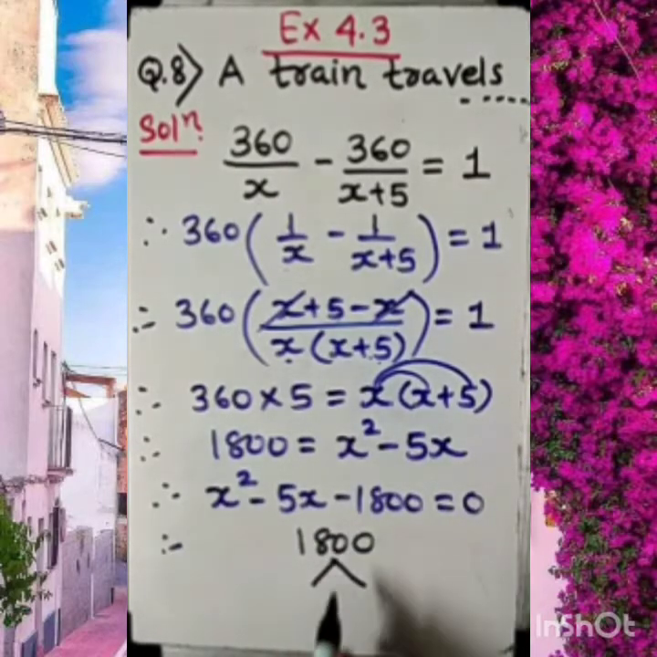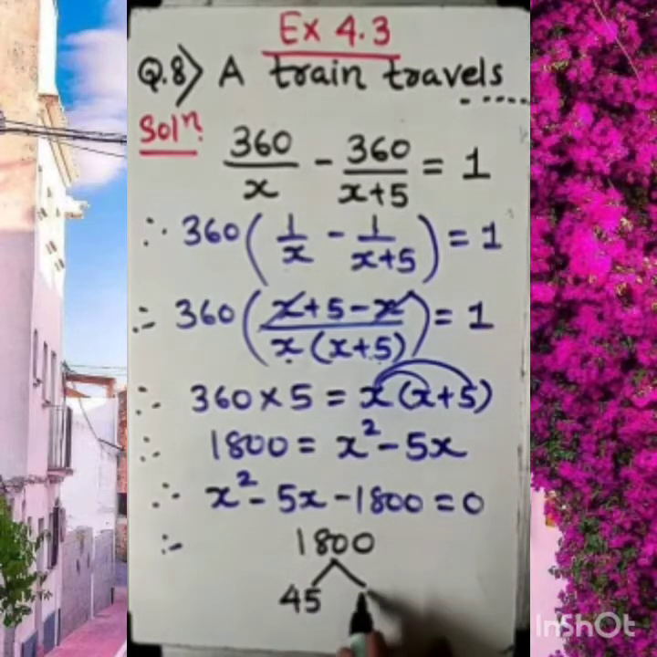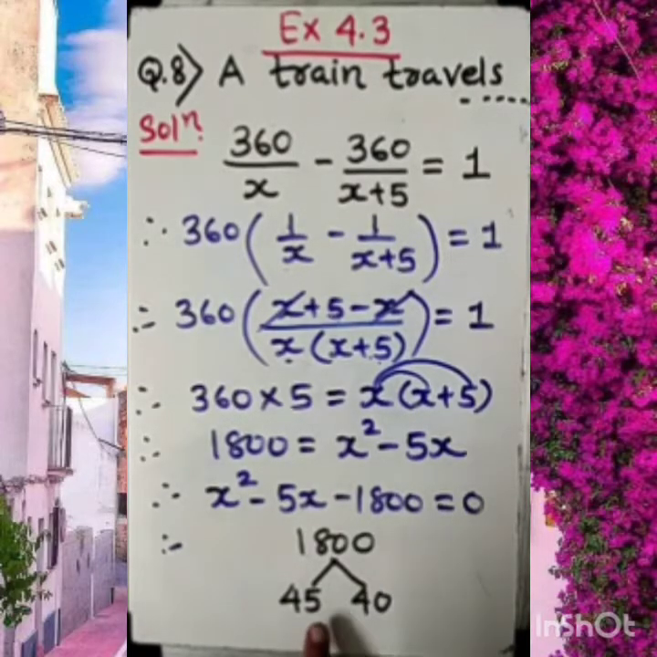We know it is 180. 180 can be written as 45 into 40, so I need to mention here 45 into 40. When you multiply, we will have 1800, and the difference of this is coming 5.